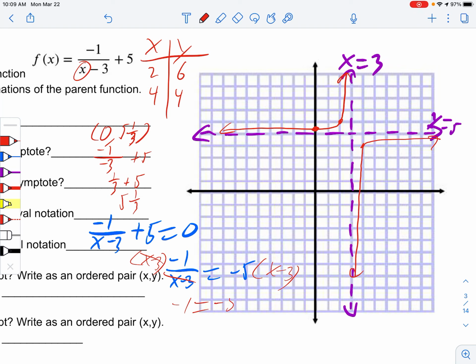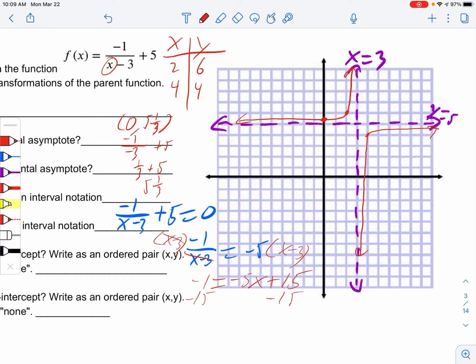On the right, we have a negative 5x plus 15. Be super careful with your signs here. Then we're going to subtract the 15 from both sides. Again, super careful with your signs. Negative 1 minus 15, that's negative 16, equals negative 5x. Then we're going to divide both sides by that negative 5. Two negatives make positive when we're dividing, so that is 16/5, or 3 1/5.